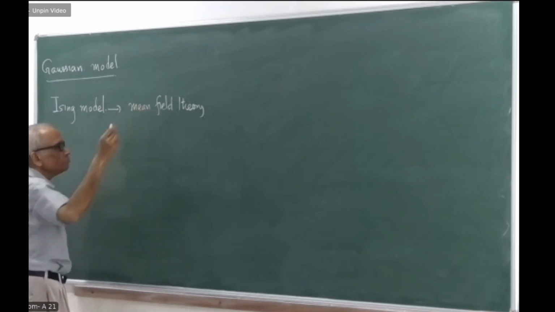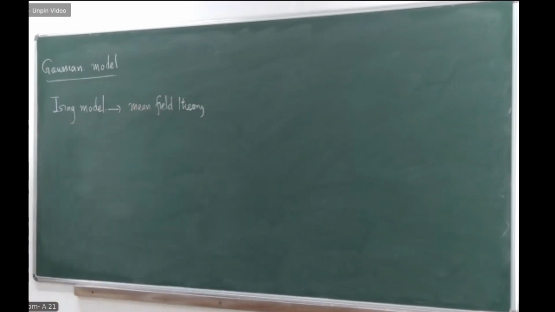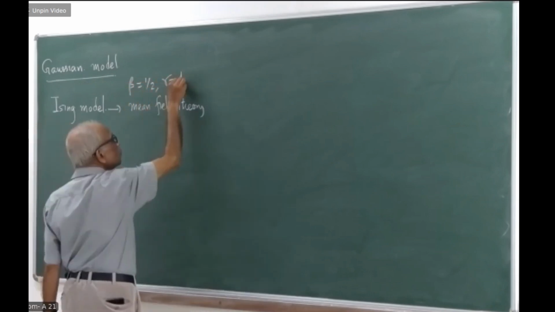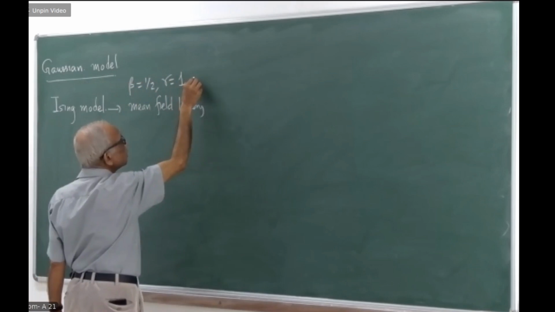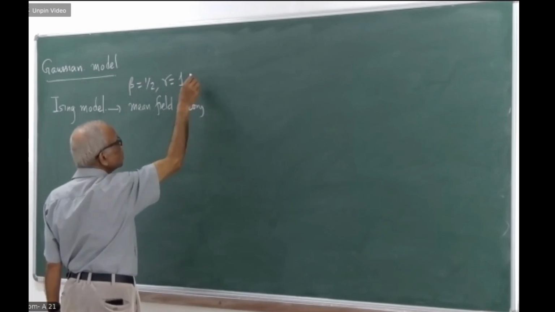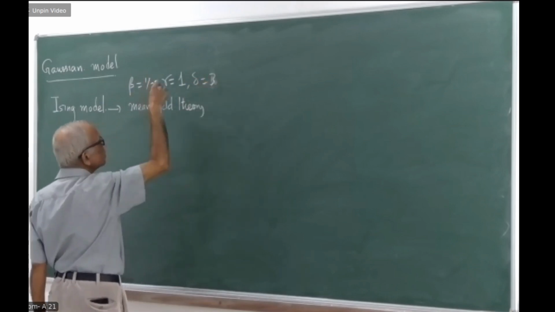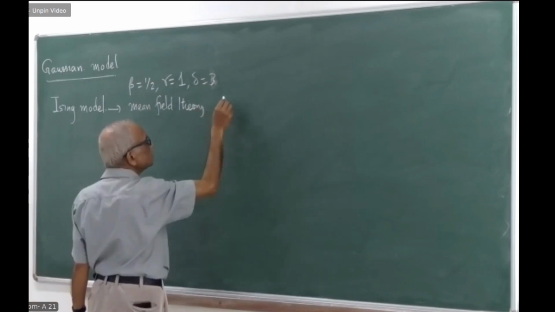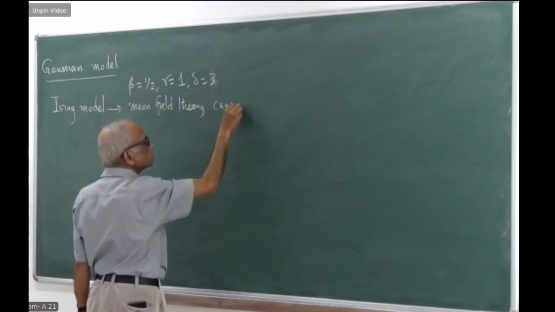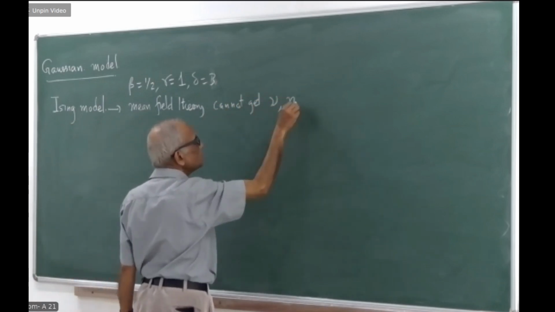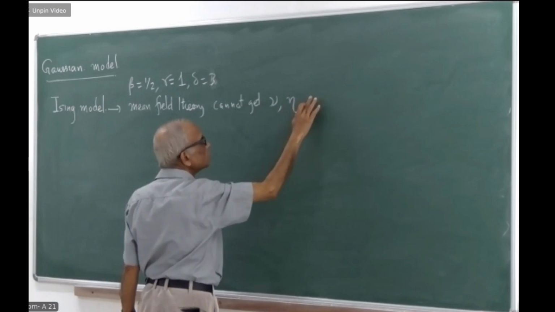and obtained answers which gave you beta equal to half, gamma equal to 1, and so on. Delta was 3, and you cannot get nu or eta or alpha, or even alpha.